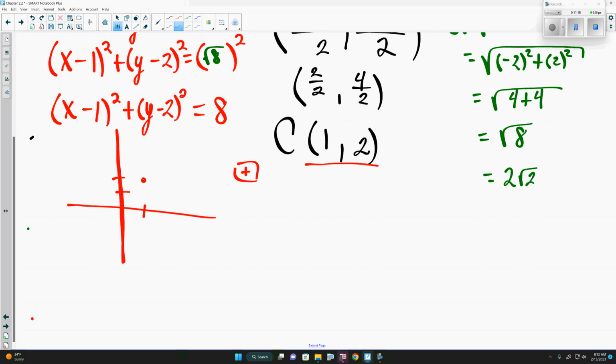Okay. Now, we need to go a set distance to get the radius. Now, for us, well, 2 square root of 2, we can add it to the x or y, which would give us 1 plus 2 square root of 2, comma 2, or the square root of 8.